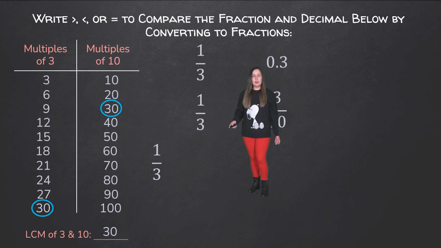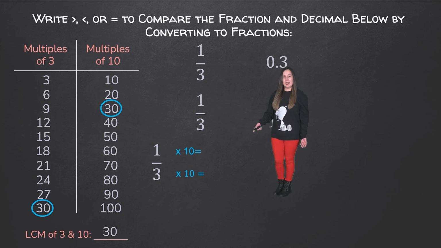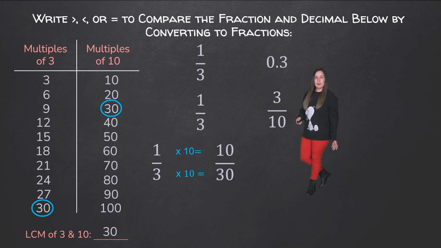Starting with 1/3, in order to get a denominator of 30, we have to multiply 3 by 10. Whatever we do to the denominator, we have to do to the numerator. So 1 times 10 is equal to 10. 3 times 10 is equal to 30.